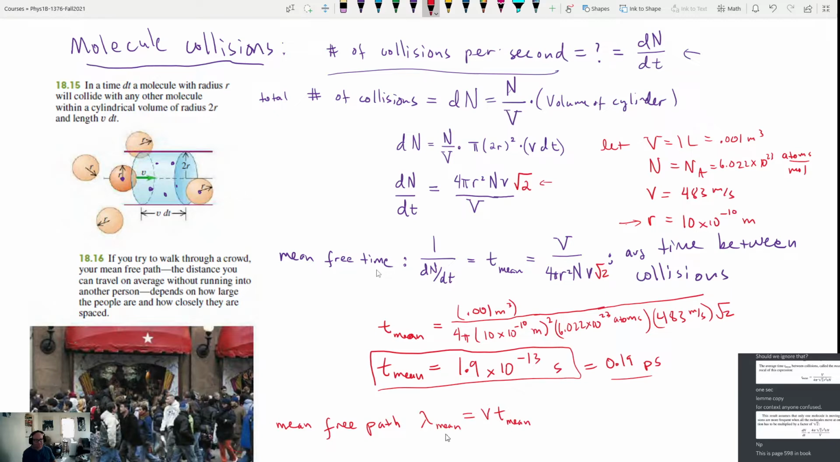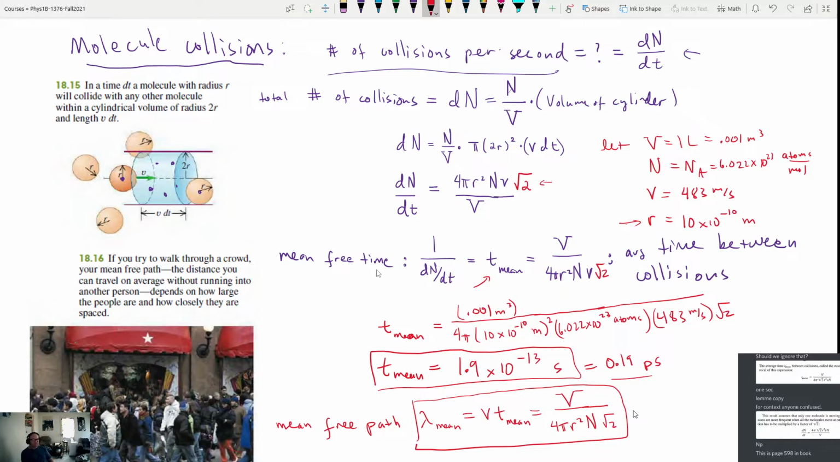The good thing about the mean free path is that it's velocity independent, because if I take my equation for mean time right here and multiply by velocity, the velocity just disappears, and we end up getting volume divided by 4 pi r squared n multiplied by root 2. So that's the equation for mean free path. That's also the equation I believe that Troy shared. Oh no, you didn't share this one, but this is one of the equations. So mean free path is basically just how far molecules travel on average before they collide with another molecule.